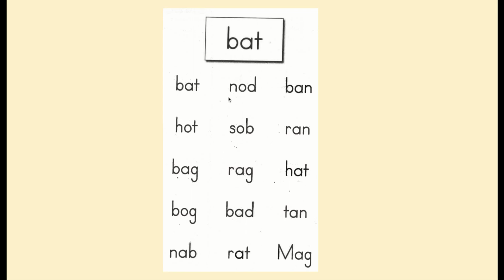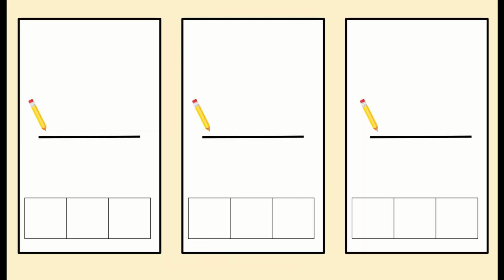What sound does hot begin with? Hot begins with the sound h. What sound does hot end with? It ends with the sound t. Now let's practice writing those words, some of those words. The first word that we're going to spell today is the word nab. Say it slowly, stretch it out into the sound boxes, listen for the sounds in the word, and then write the letters that represent that sound to spell the word nab.